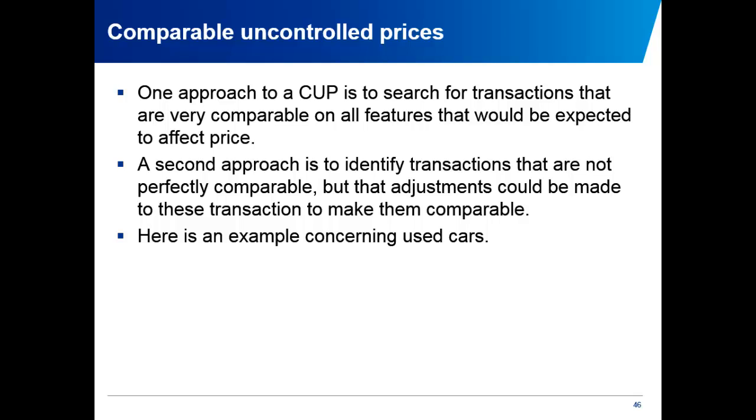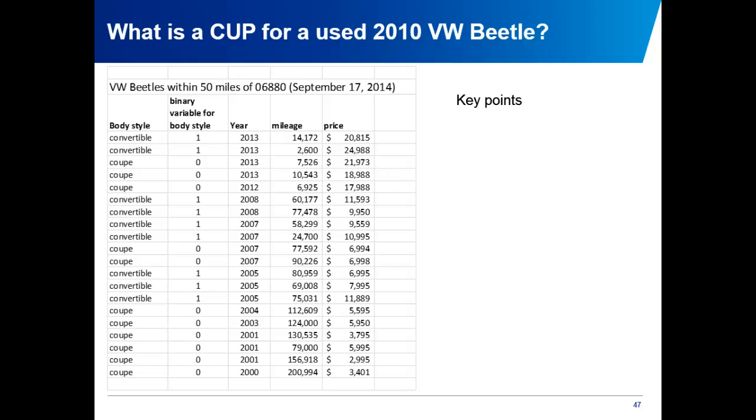So how does this whole story start? Let's suppose that I'm looking for a comparable uncontrolled price for a used 2010 VW Beetle. Okay, so we've got something very specific: the year the car was made, and the make and model of the car. Let's take that into account. I did a search on a website that has people selling cars, and I looked for all of the VW Beetles within 50 miles of my zip code. So I've also controlled for the location effect, which might have an important impact on price. I looked at this set, and here's what was downloaded.